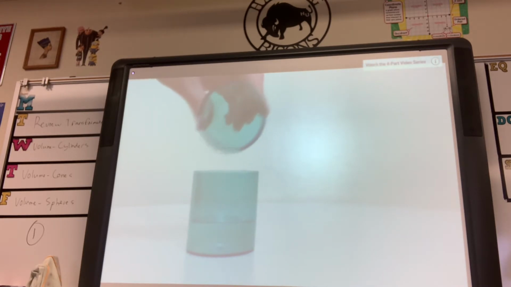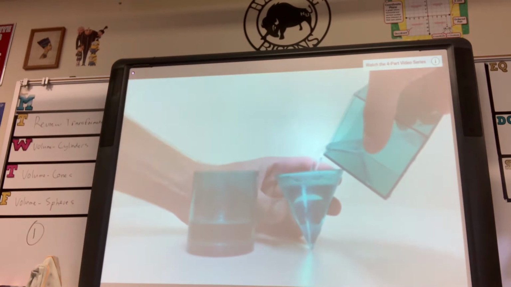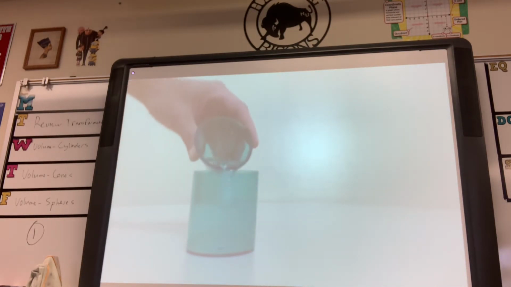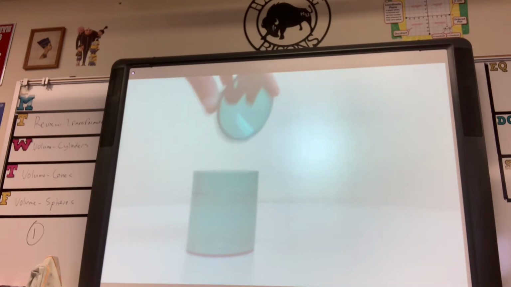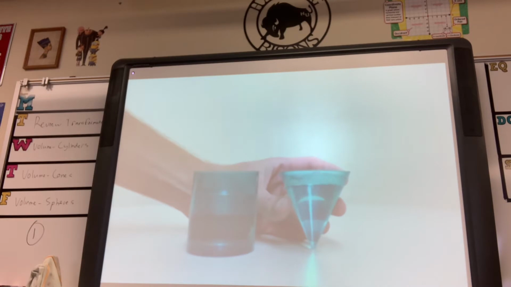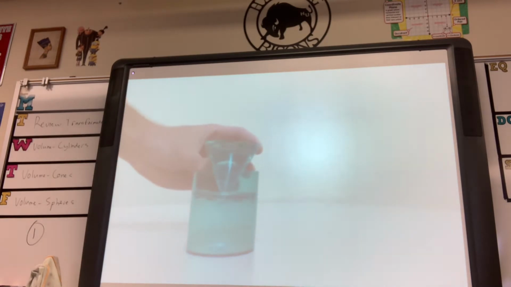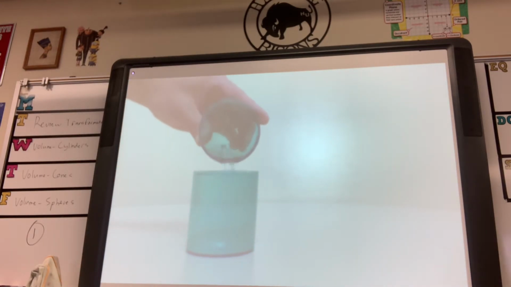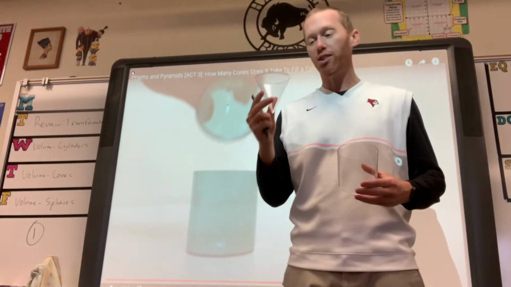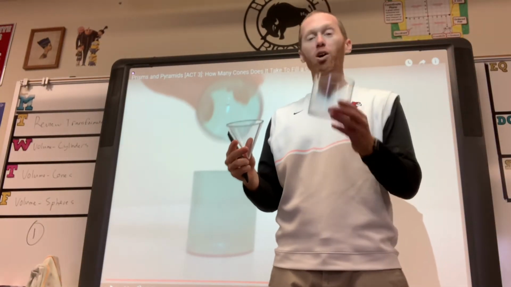One. Two. Three. Wow, that's so cool. It took 3 cones to fill up one cylinder.